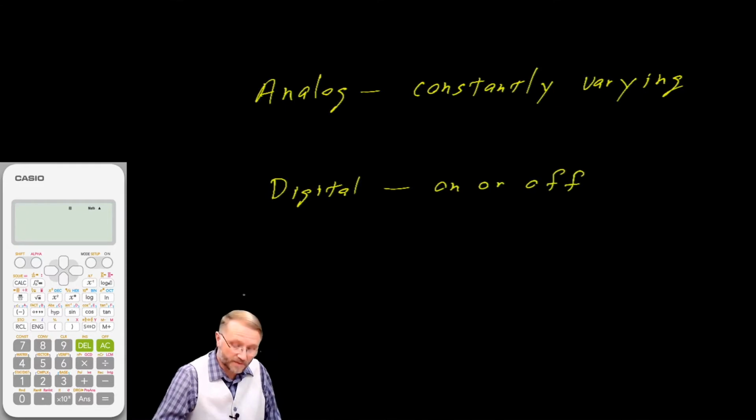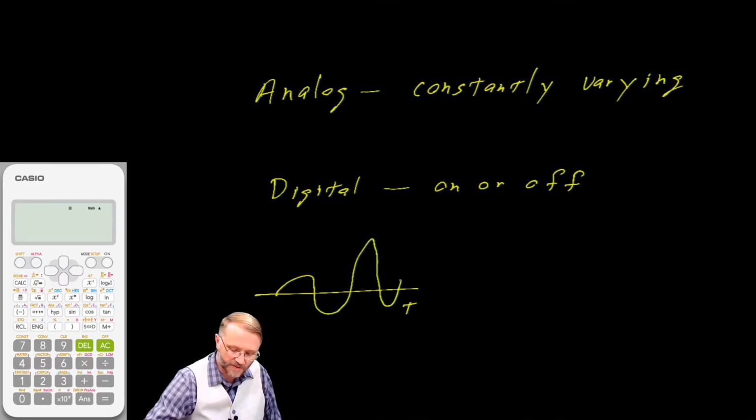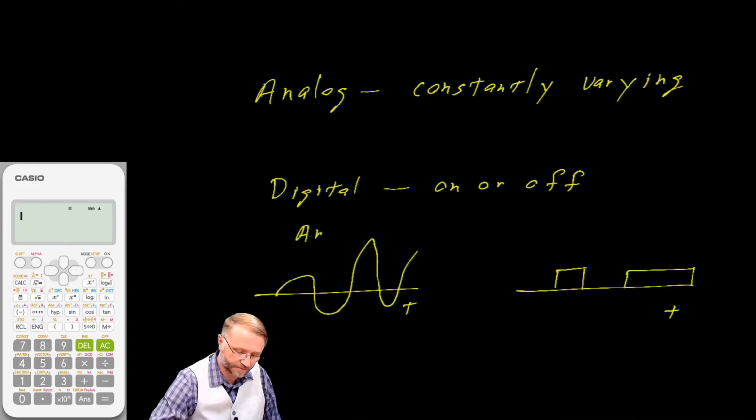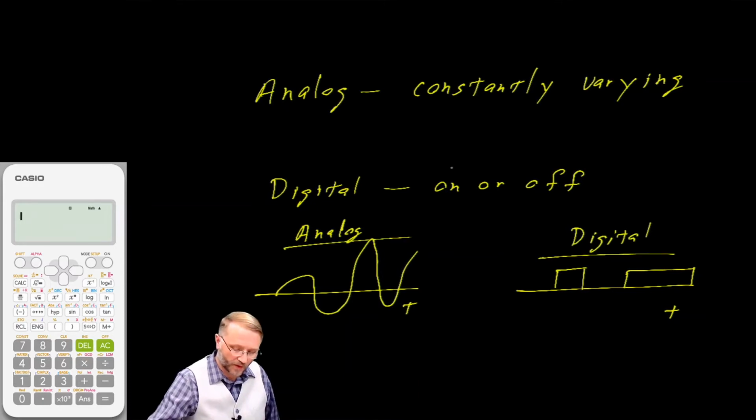If we were to look in the time domain, for instance, using an oscilloscope, right, as a function of time, an analog signal might look like this. It's smooth, it's continuously varying, as opposed to a digital signal, which would have a discrete nature to it. It's either on or off. So analog or digital. Which one is better? Do you want analog or do you want digital?